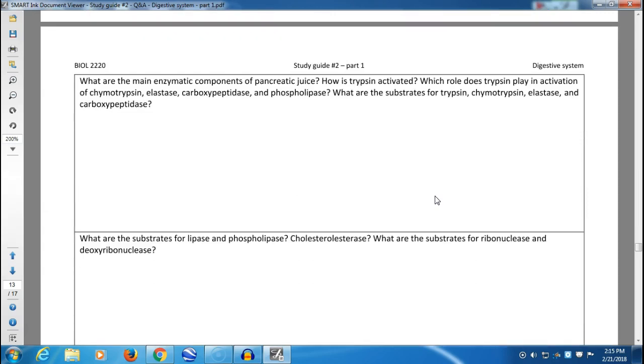Enzymatic components: know the activation cascade for trypsin. Trypsin then activates chymotrypsin, elastase, carboxypeptidase, and phospholipase. Know the substrates, like protein, lipids and phospholipids, cholesterol, which it splits from the proteins. And this is DNA and RNA. Well, RNA and DNA.